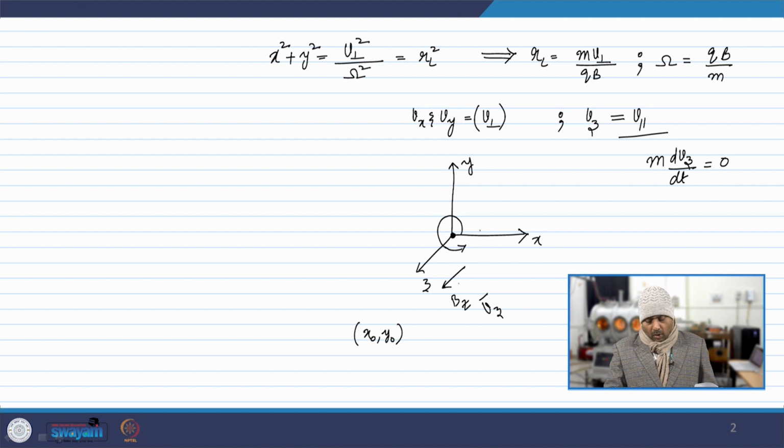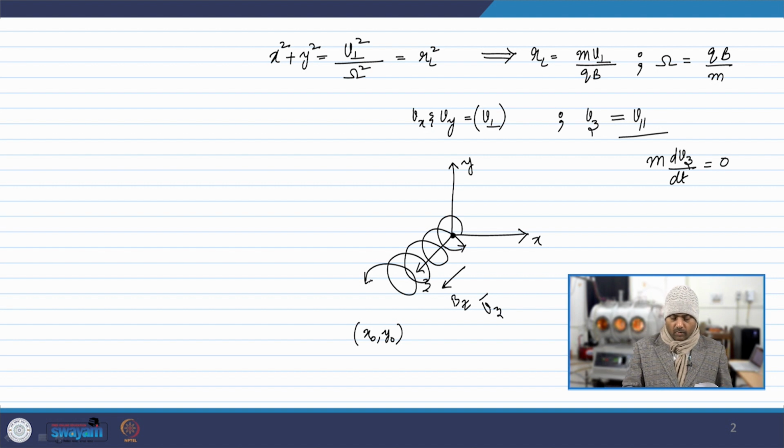But because of the non-zero component of velocity along the magnetic field, this will not be a circle always at the same point. Rather, the particle will gyrate like this, for example. The idea is the electron will gyrate like this, the ion will gyrate exactly in the opposite direction. That is the basic idea. So, this guiding center x naught, y naught, what happens to this guiding center as the particle moves? The guiding center is also moving, right.